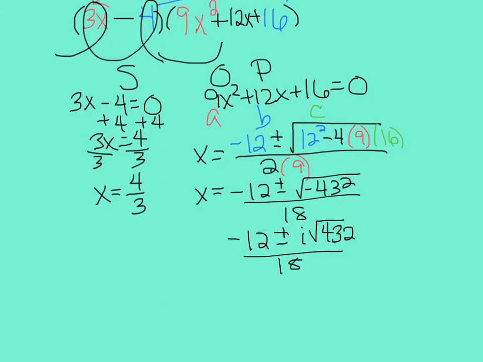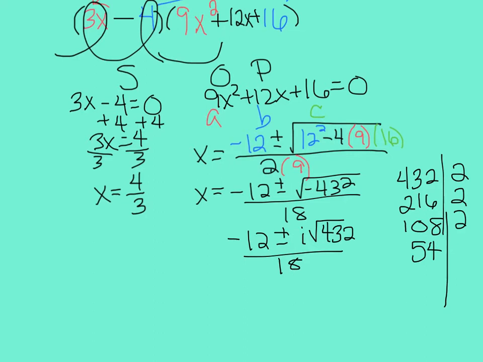432, if you type it in your calculator, it is not perfect. So we're going to do our chart. Well, it's even, so we know a 2 would go into it. So 432 divided by 2 gives us 216. Divide that by 2 gives us 108. Divide by 2 is 54. Divide by 2 is 27.